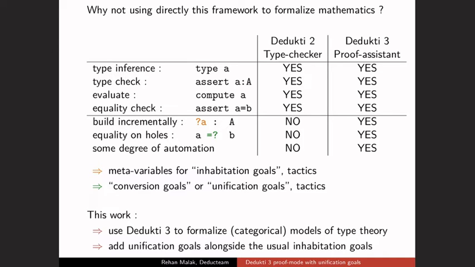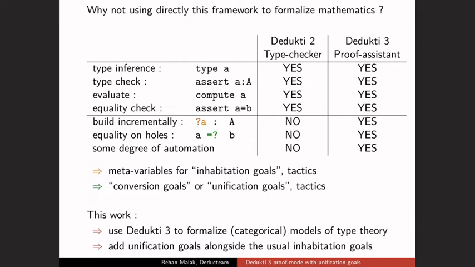But there is a complementary point of view on this. Why not use this framework directly to formalize mathematics? If you want to formalize complex proofs in this framework, one has to extend a basic type checker to a full-featured proof assistant. So what does it mean? With a type checker, one has the ability to infer the type of a term. This is called type inference. You can also check that a term has a particular type. This is called type checking. You can also compute a term relative to the beta reduction and the rewriting rules, and check the convertibility of two terms. A proof assistant does more.